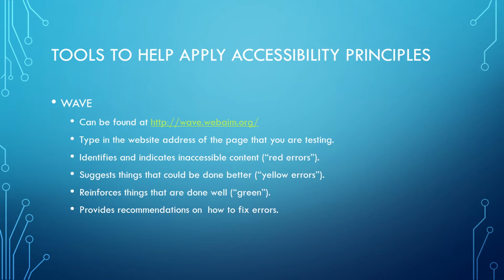We can use tools to help us evaluate the accessibility of web content. One of these tools is called WAVE, provided through webaim.org. This tool allows you to type in a web address, and it will indicate inaccessible web content. The inaccessible content will be listed as red errors. WAVE will also show yellow errors, which suggest items that could be done better. It reinforces things that are done well by showing green errors. After everything has been identified, the tool will offer recommendations on how to fix and improve the web content.